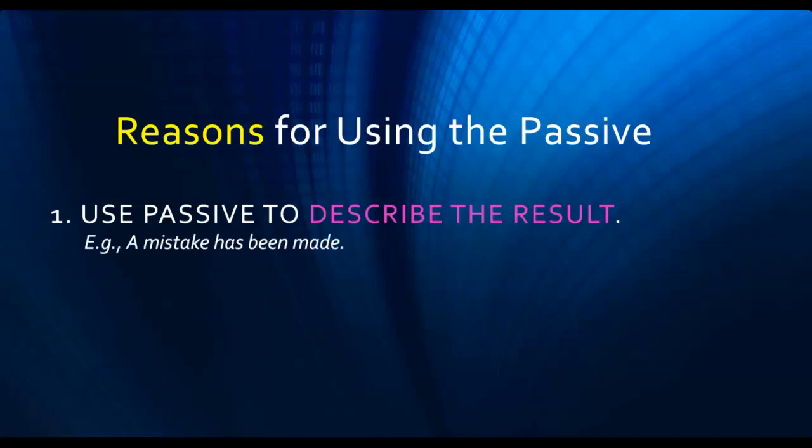For example, I can say the following: a mistake has been made. I want to guide my readers' or speakers' attention to the fact that a mistake has been made and not anything else. And this is what we mean by describing the result, what actually happened as a result at the end. Okay, so that's the first reason.